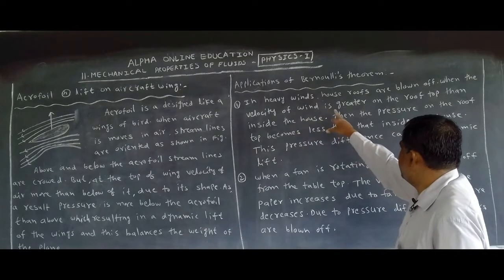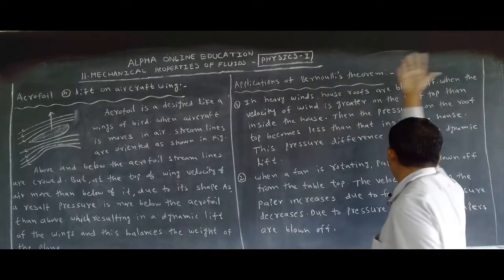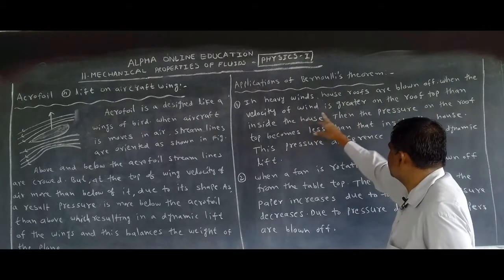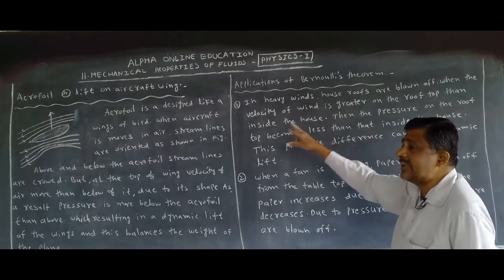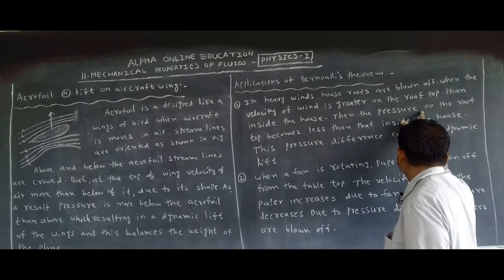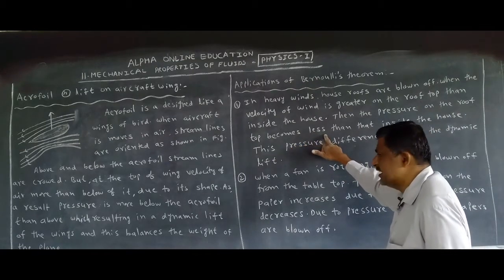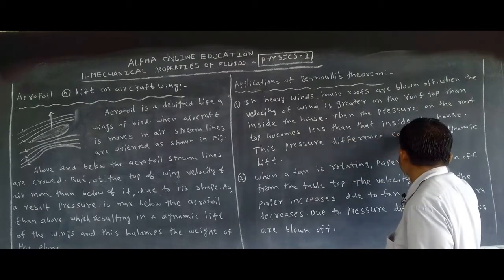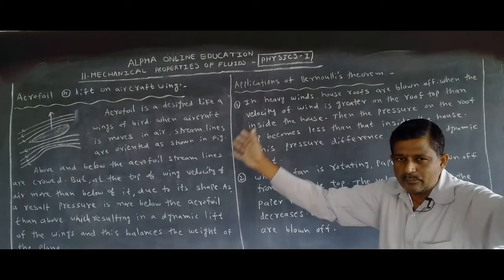The difference in pressure causes the dynamic lift. In heavy winds, house roofs are blown off. When the velocity of the wind on top of the roof is greater than inside the house, the pressure on top of the roof becomes less than that inside the house. This pressure difference causes the dynamic lift. That's why the roofs are blown off.